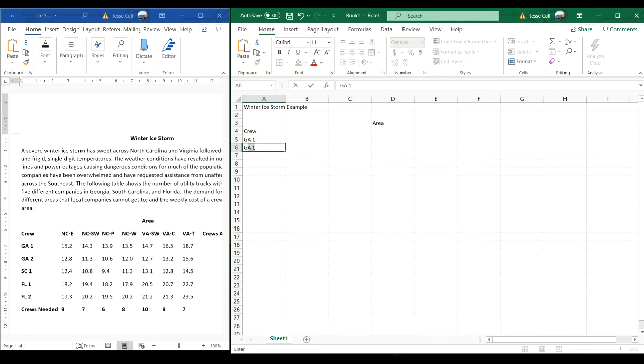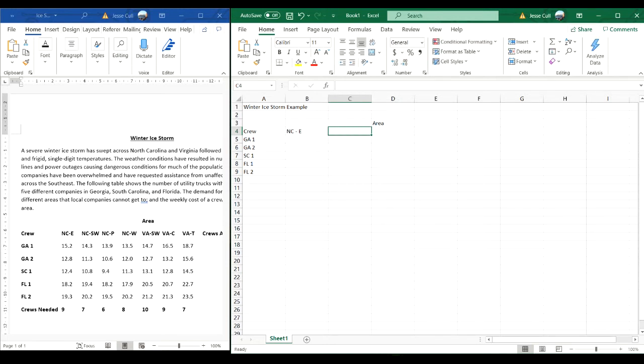All I'm going to do now is enter the relevant information. We have Georgia 1, Georgia 2, South Carolina 1, Florida 1, and Florida 2. Again, this will be our situation where we are entering all of the information here, but we're going to leave our array blank because these are our decision variables. So again, please bear with me while I enter the relevant information.